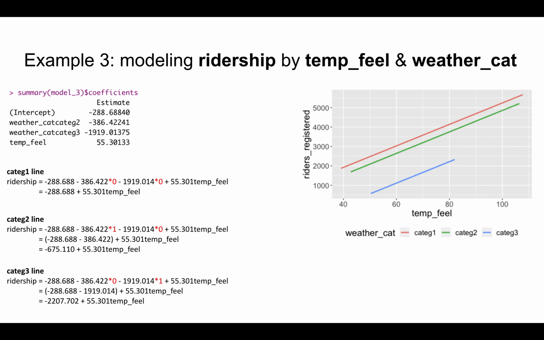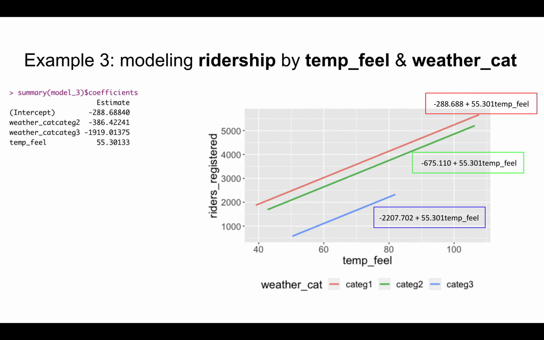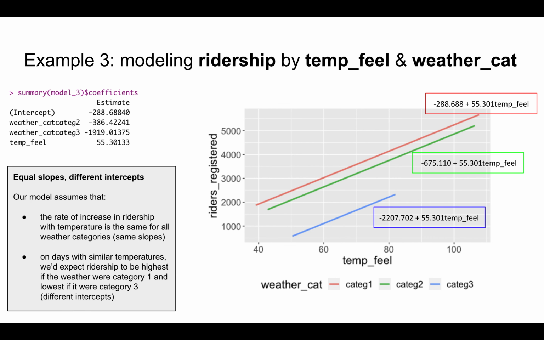These three trend equations are matched up to their corresponding lines here. It's important to take stock of the fact that these three lines have the same slopes, that is, they're parallel, but they have different intercepts. Translated into words, the equal slopes reflect an assumption that the rate of increase in ridership with temperature is the same no matter the weather category. And the differing intercepts reflect an assumption that on days with similar temperatures, we'd expect ridership to be highest if the weather were category 1 and lowest if it were category 3.